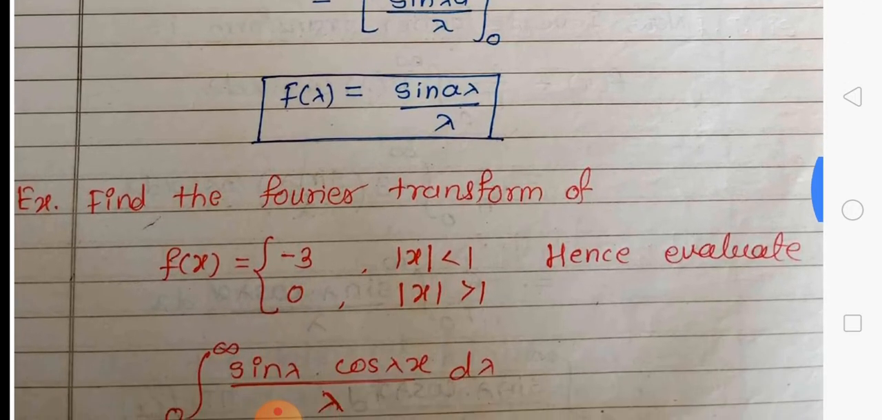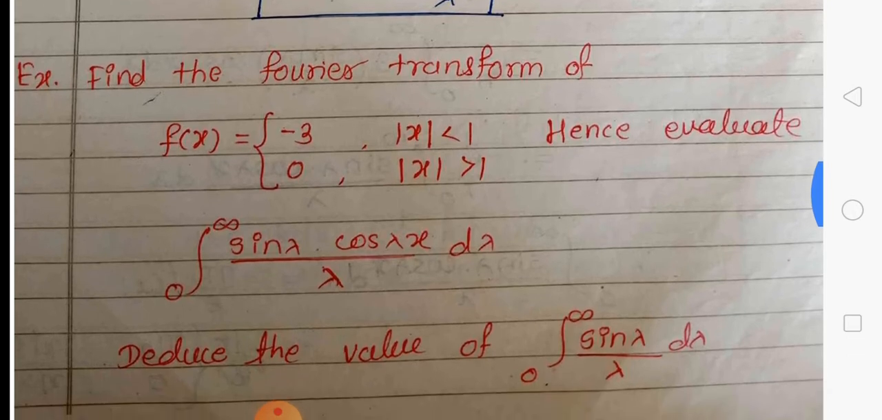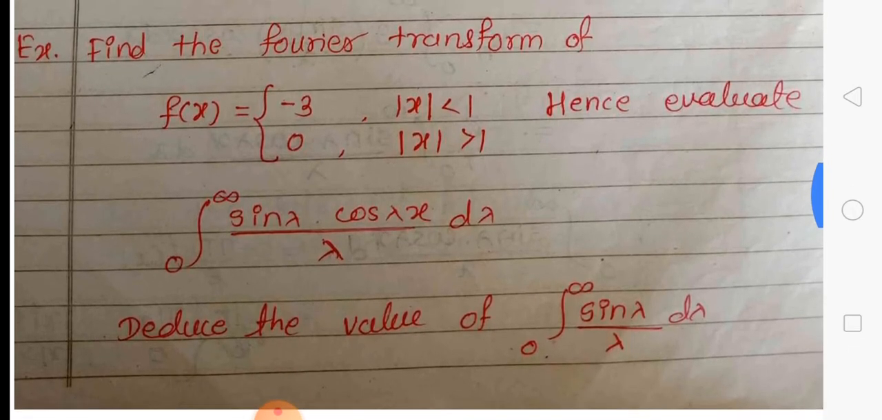Similarly, we find for the next. Same example, only the change in the value. Find the Fourier transform of f of x, where f of x has the value minus 3 if mod x is less than 1 and value of function is 0 if mod x is greater than 1.